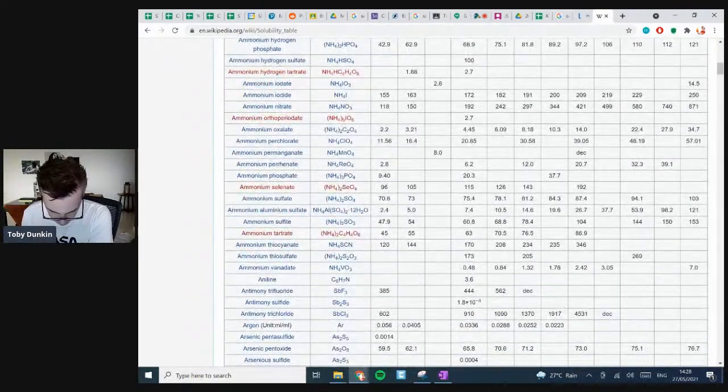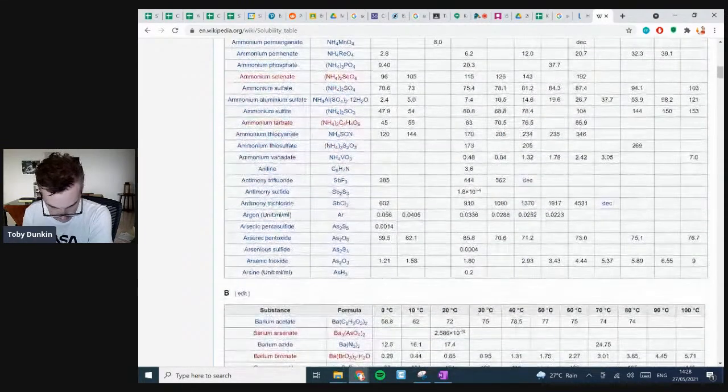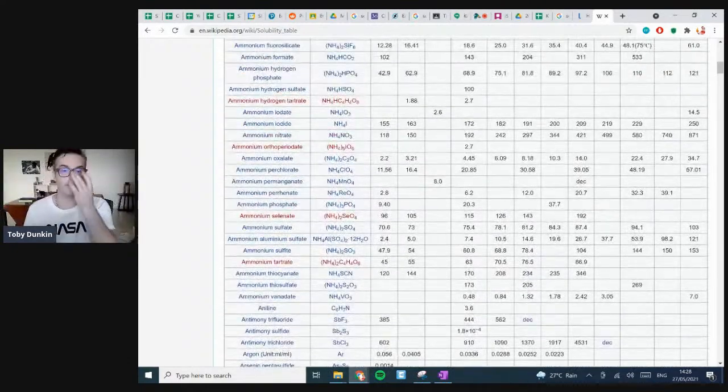How fascinating. Ammonium vanadate. I do know that salt. It's yellow. So there you go. Yeah, so you don't need them.